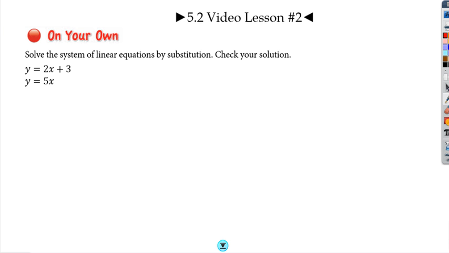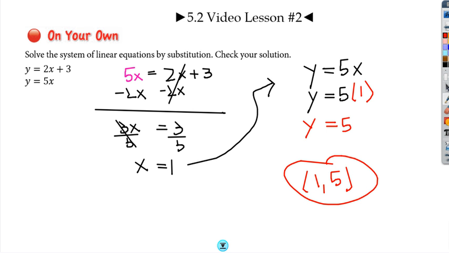Now this is time for you to check. So the final answer for this should be that it's (1, 5) as your solution. X value is 1 and Y value will be 5. And here's the work. This is step 2 here, step 3, and step 4. So step 2, step 3, and step 4.